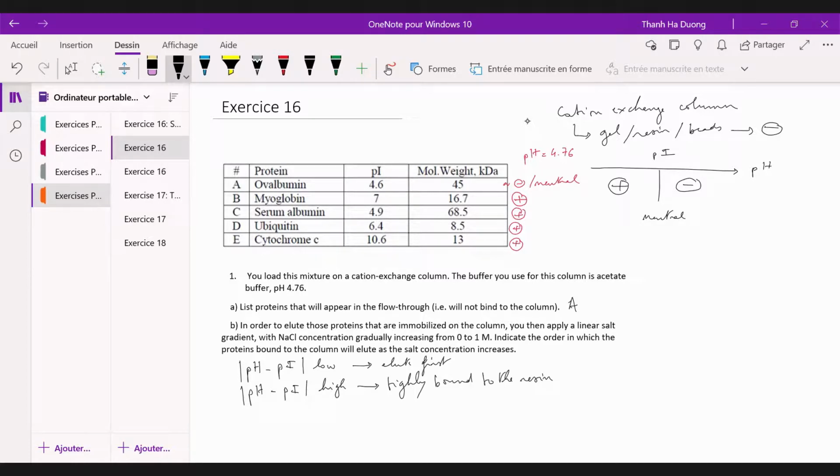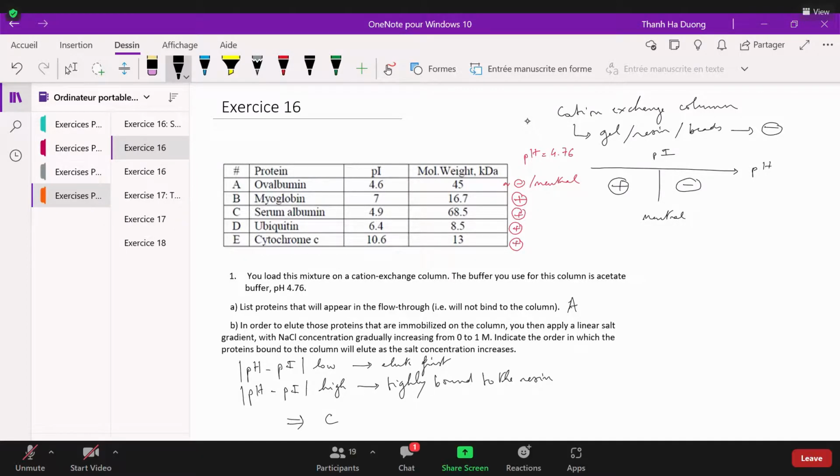Which one will be eluted after A? A, we see that without salt can be eluted. So after, we have C because its pI is 4.9. And after, D, yes. After B, and the last one, E.